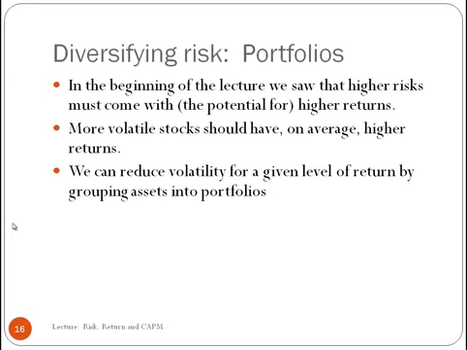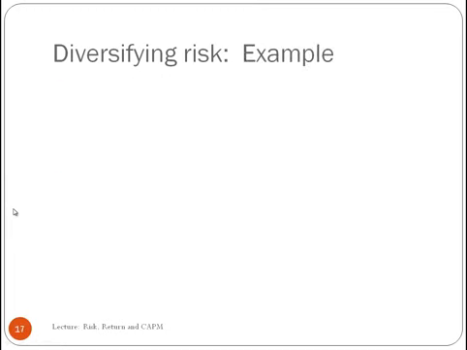Now, we can actually reduce the volatility. We use the standard deviation, right? But we can actually reduce the volatility for a given level of return by grouping assets into portfolios. This is known as diversifying risk. All right, so let's go through an example of how this works with diversifying risk in portfolios.